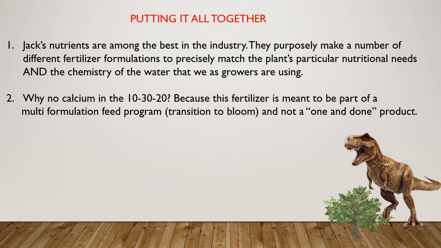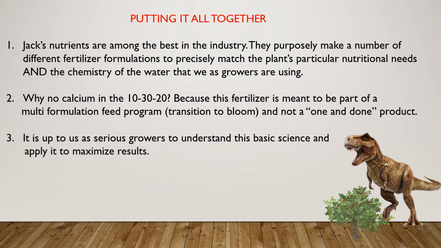You might ask, why was there no calcium in the 10-30-20? The answer relates to what we were just talking about: the 10-30-20, which is a highly respected fertilizer, is not meant to be a one and done product. It's part of a fertilizer system for plants in their different phases, and the 10-30-20 is focused at that transition from vegetative to bloom to fruit production. And so its formulation is scientifically based on what it's meant to do at that time.